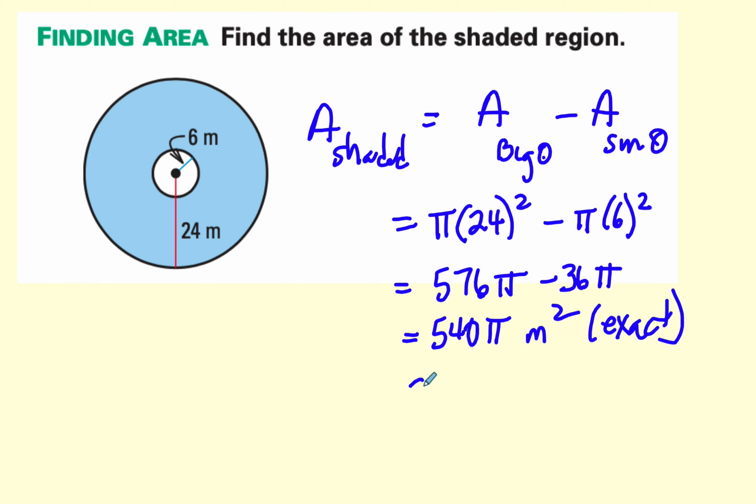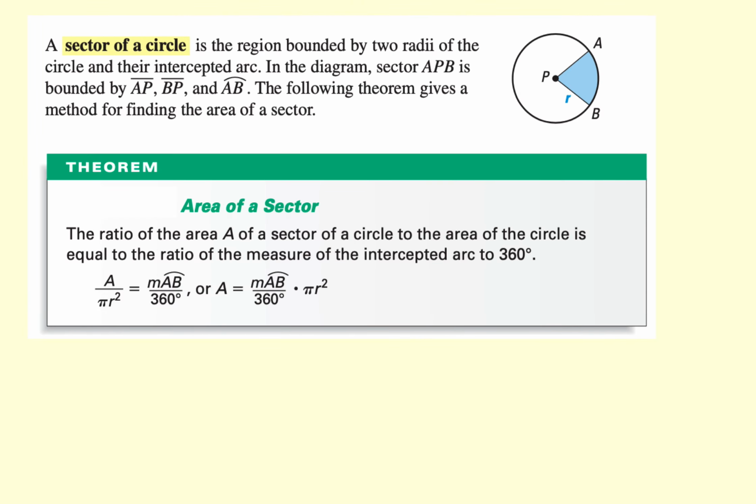If I wanted to get a rounded answer, I would multiply that answer by pi, and I get 1,696.5 meters squared. That's rounded, that's why I put that little squiggly line. That's an approximation. Okay, the sector of a circle is a region bound by the two radii and the intercepted arc.